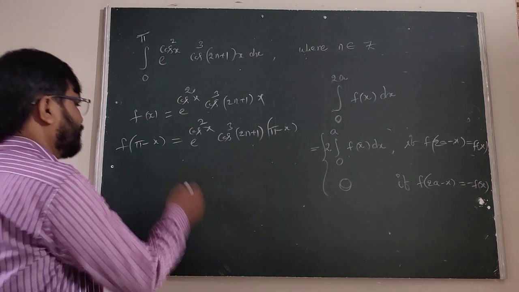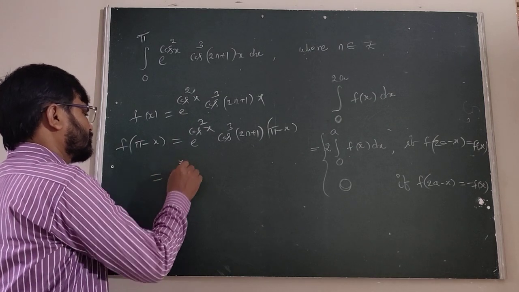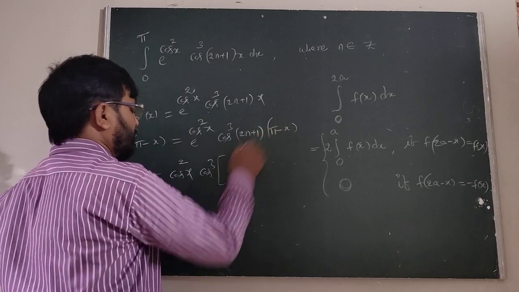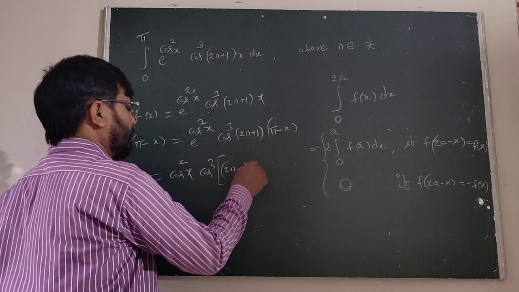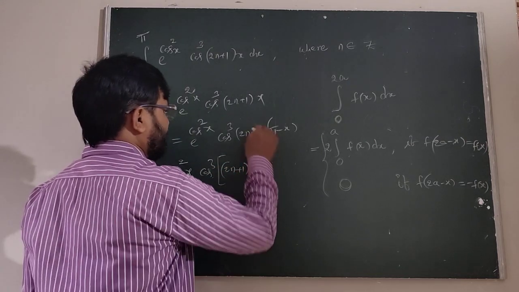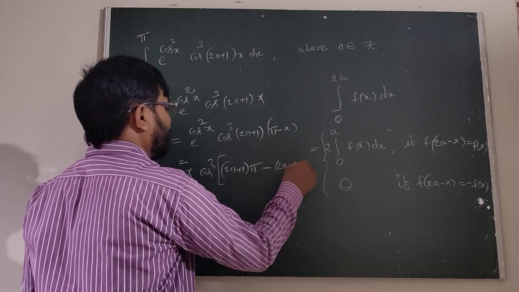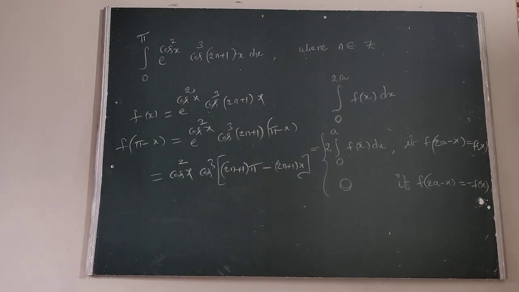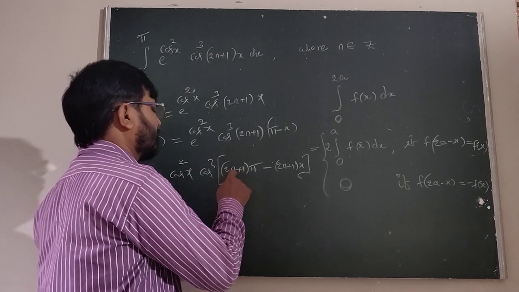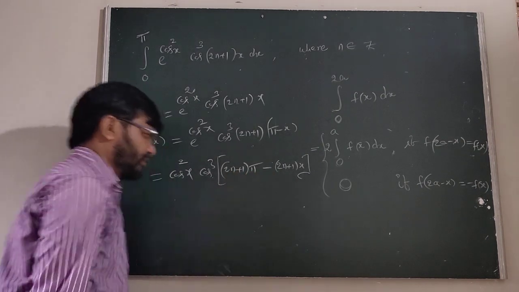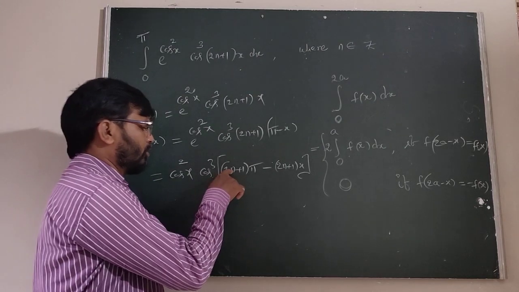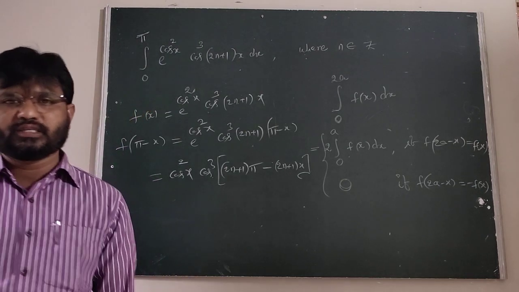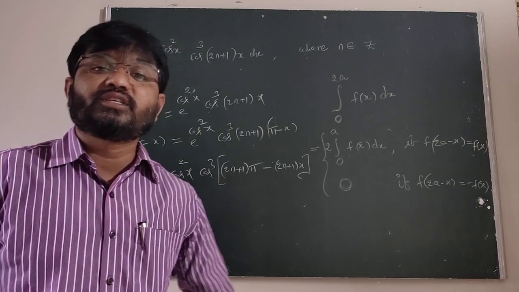Now this is cos square of x, cos cube of (2n plus 1) into (pi minus x), which is 2n plus 1 times pi minus (2n plus 1) times x. Is it clear? When we take any integer for n, suppose n is 0, this is pi minus x. Suppose n equal to 1, this is 3 pi minus x. It is always an odd multiple of pi, so it lies in the second quadrant.